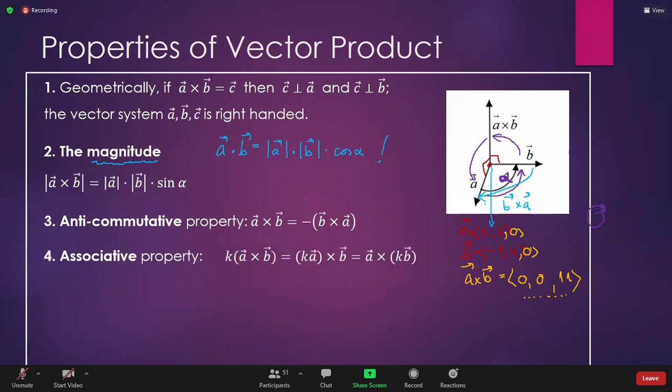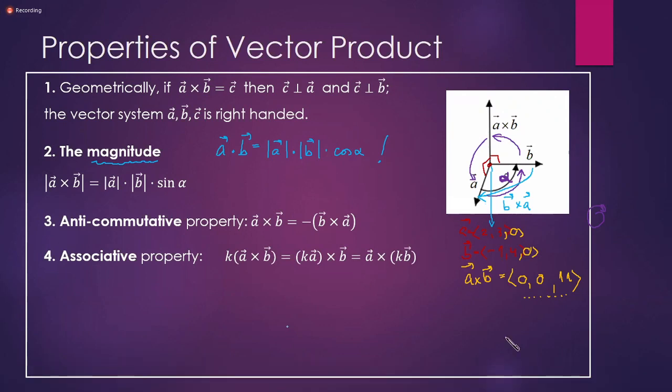Associative property: how do we deal with numbers? Exactly the same way as we deal in the scalar product. So the associative property is exactly the same. You can multiply by a number one vector or the other vector or the whole vector product at once. This is from the determinant properties.